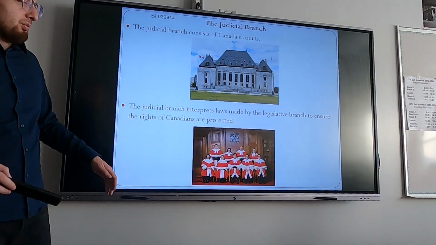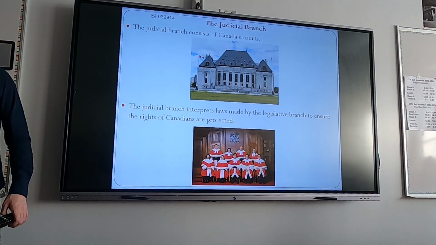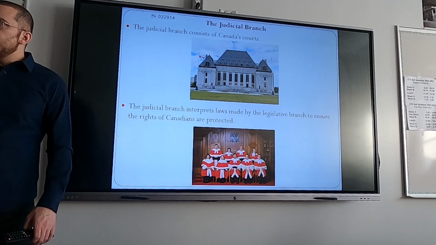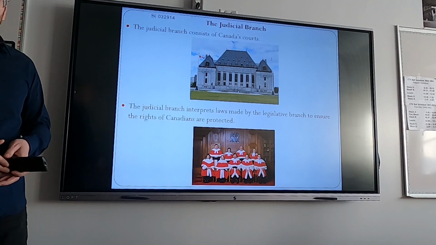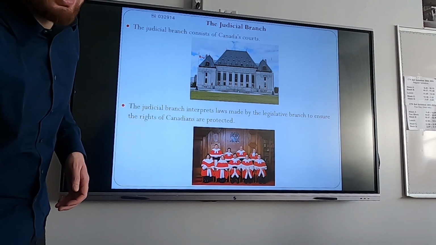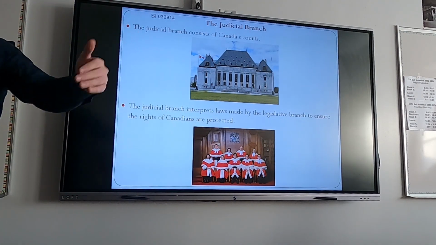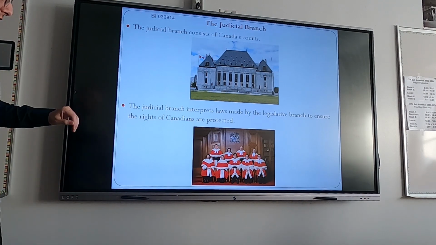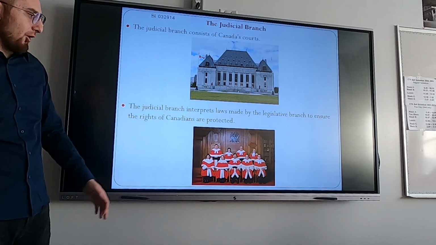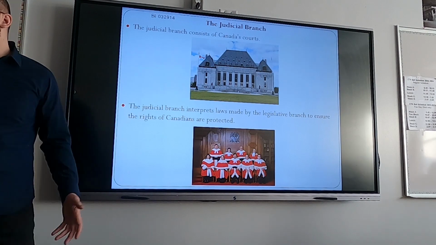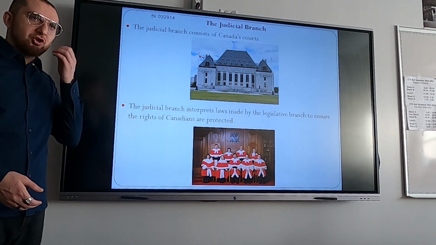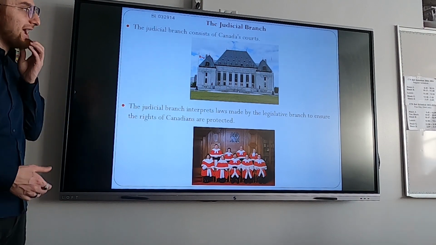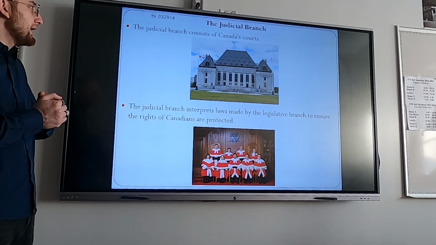Okay, now we have the judicial branch. So the judicial branch is kind of separate, and they are there to maintain a certain balance of power within these branches, right? So you don't want one group doing too much and overextending themselves, right? The judicial branch, as you can see, these people, they almost look like they're dressed as Santas, right? But they're not. Okay, they're very experienced judges who have served in Canada and for Canada for some time.